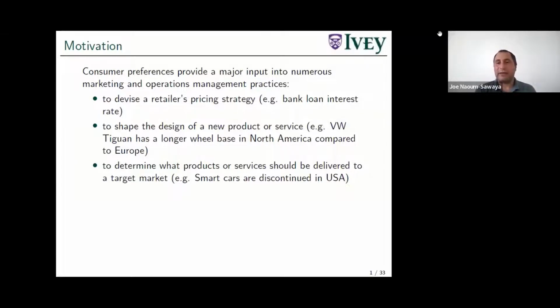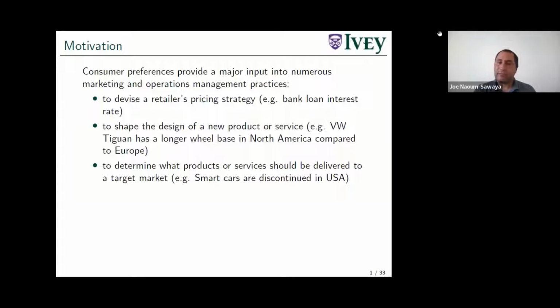For instance, if we look at bank loan interest rates, these are targeted through a profiling of consumers to whom the bank loan is being sold. So it's really about learning how this consumer will react to an interest rate, for example, and devising this strategy to deliver a bank loan to them.